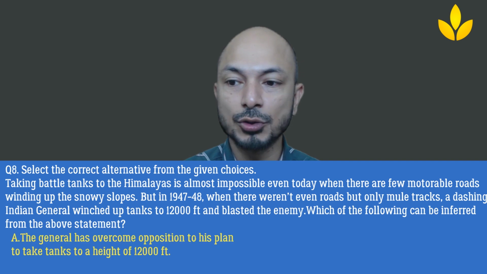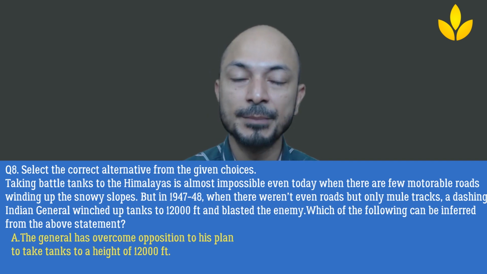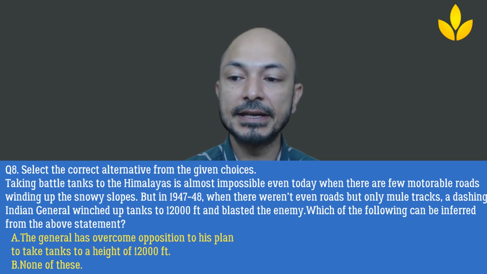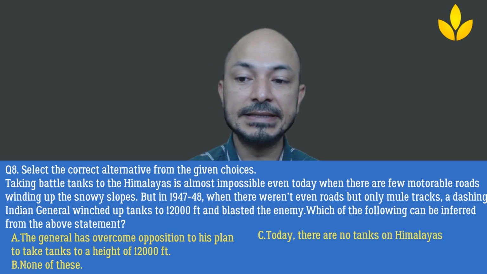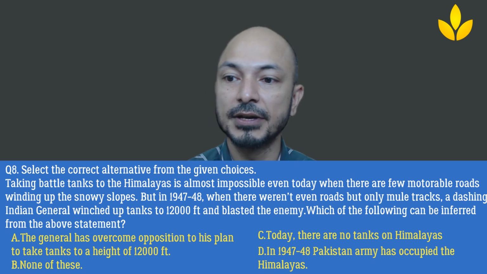A. The general has overcome opposition to his plan to take tanks to a height of 12,000 feet. B says none of these. C. Today there are no tanks on Himalayas. D says in 1947-48, Pakistan Army had occupied the Himalayas.